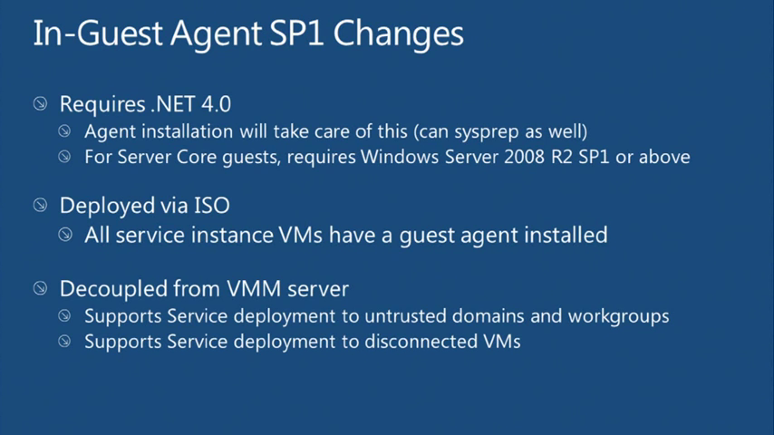The reason for that is the way we get the packages there is we'll generate an ISO and attach that ISO to the VM. And we can only do that on a Hyper-V host. We don't have APIs to do that on ESX or Xen Server hosts. So for VMware and Xen Server in SP1, you're going to have to make sure that those VMs have network connectivity to library servers in order to get package transfer to work. If you're using all Hyper-V, you could take advantage of disconnected VMs and still get packages delivered to those VMs.